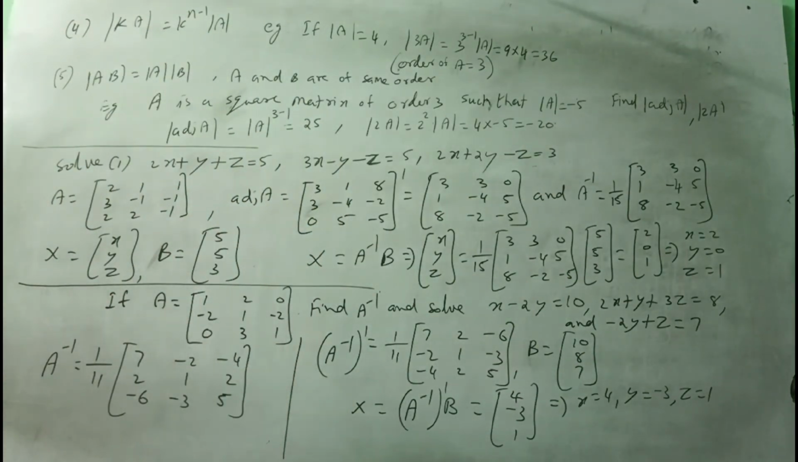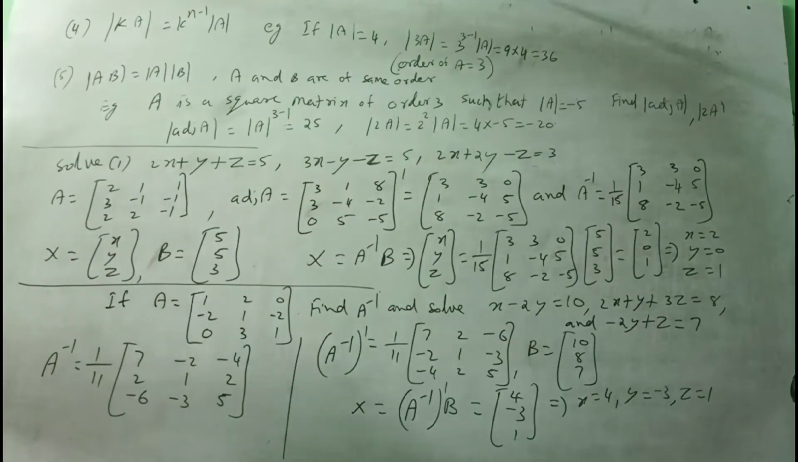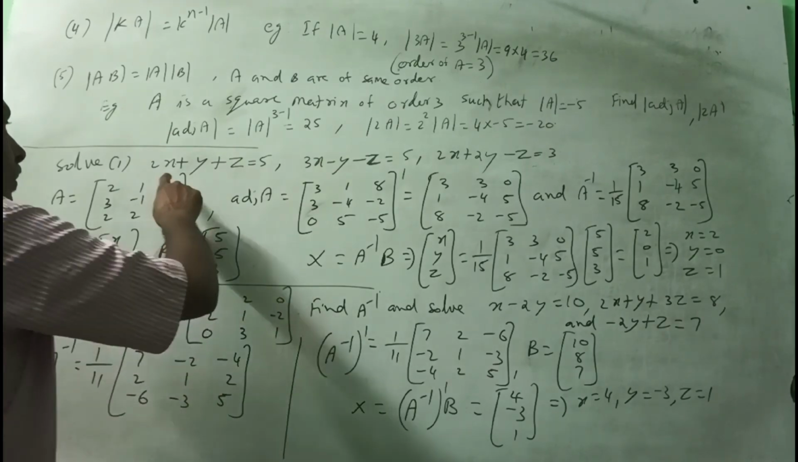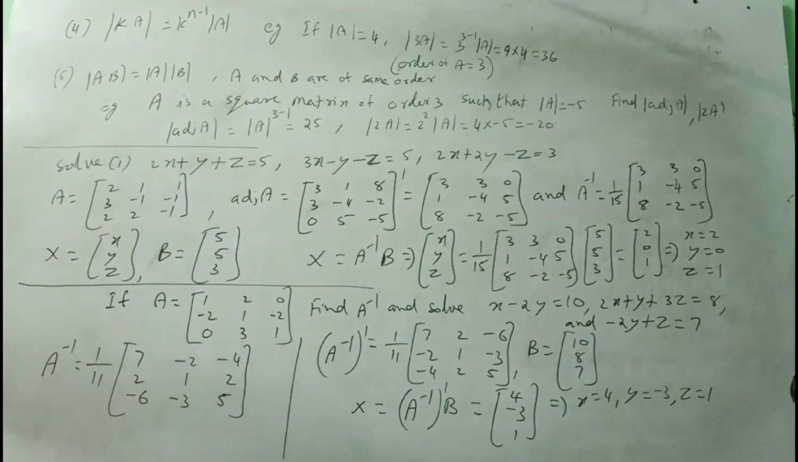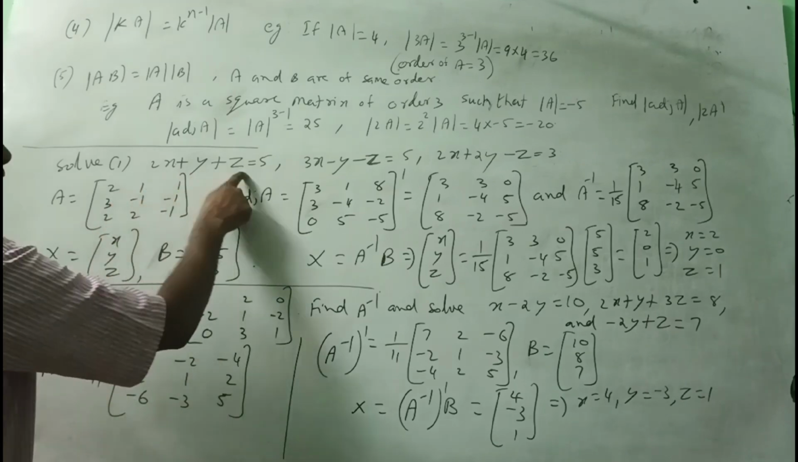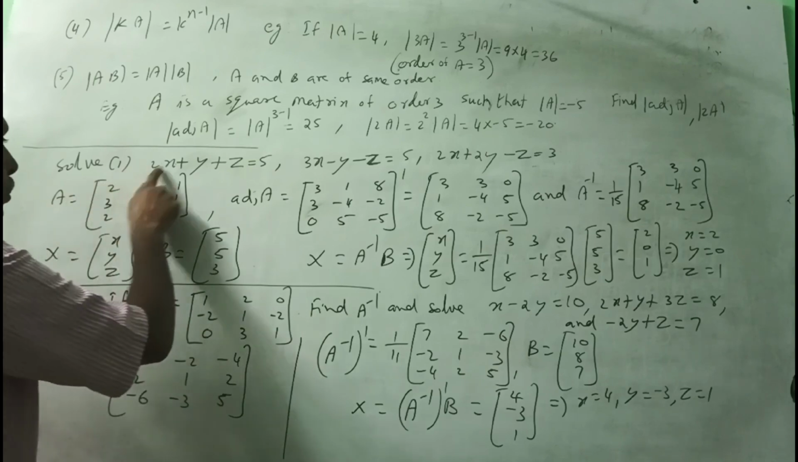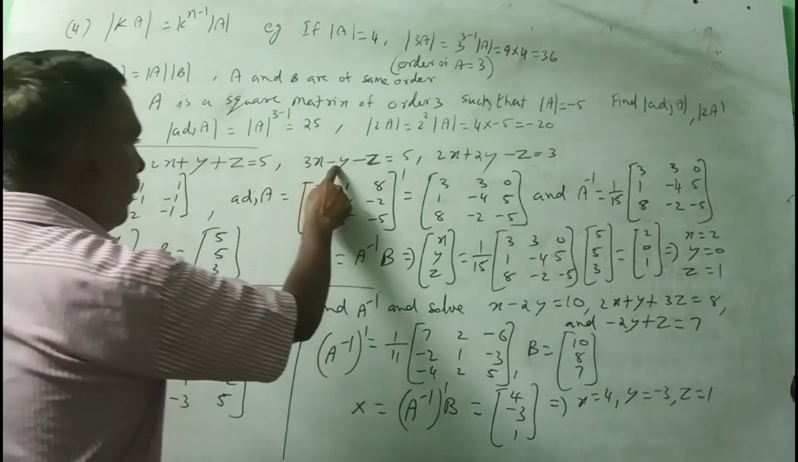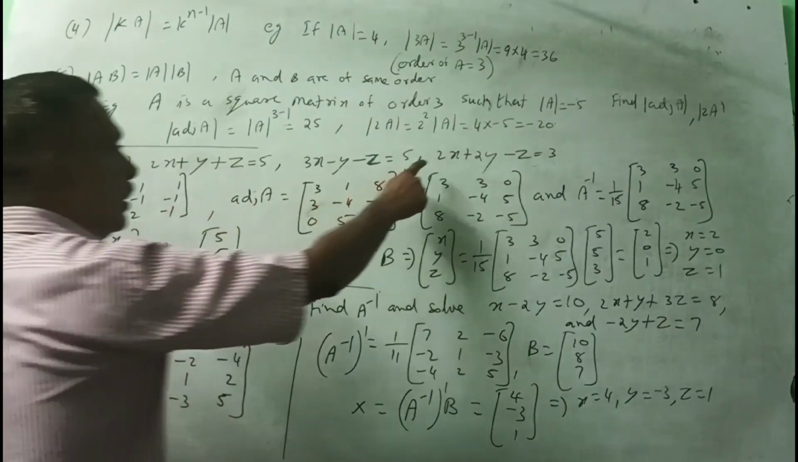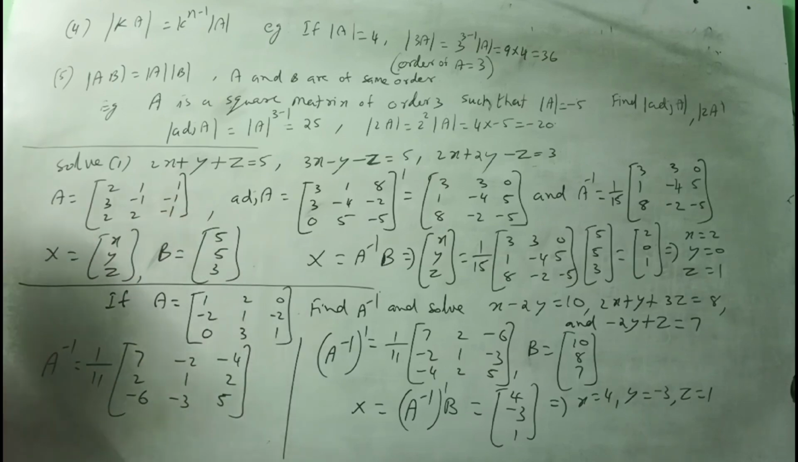Another application of determinants or matrices is solving a linear equation in 3 variables. It will be given as: using matrices or using inverse, solve or find the value of x, y, z. This is another important type of question, most probably a 5 mark question coming in the examination. Here you take the x, y, z coefficients as a matrix A: 2, 1, 1; 3, minus 1, minus 1; 2, minus 2, minus 1.